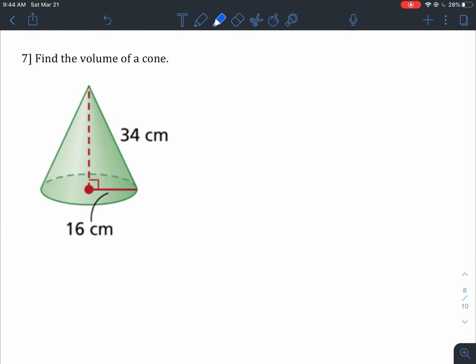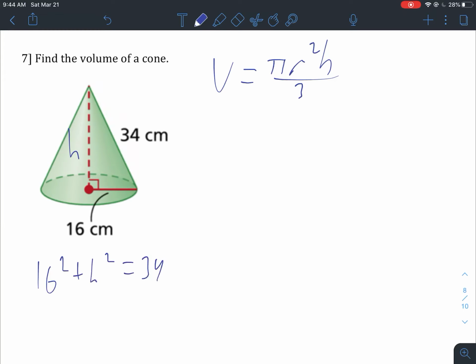Here's another cone. Our formula for this cone is the same as before, pi r squared h over 3. The only problem with this one is that they do not give us our h. So we have to find our h. This is h, remember? So 16 squared plus h squared equals 34 squared. Solving that, we get our height to be 30.